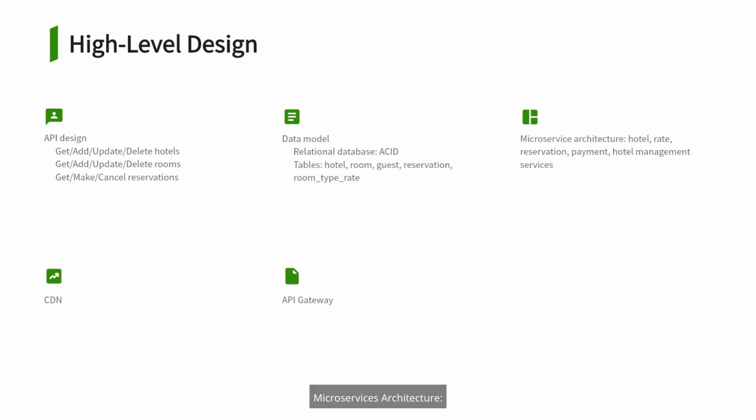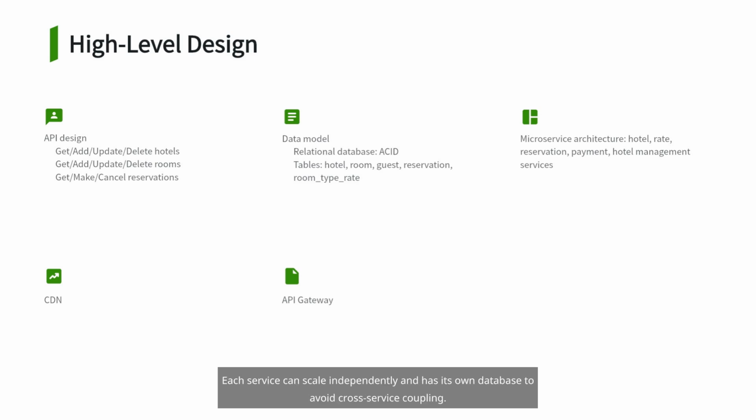3. Microservices architecture. To ensure scalability and modularity, we break the system into microservices: hotel service for managing hotel data, rate service for dynamic pricing and promotions, reservation service for bookings and availability, payment service for handling transactions securely, hotel management service for back-end admin tools. Each service can scale independently and has its own database to avoid cross-service coupling.